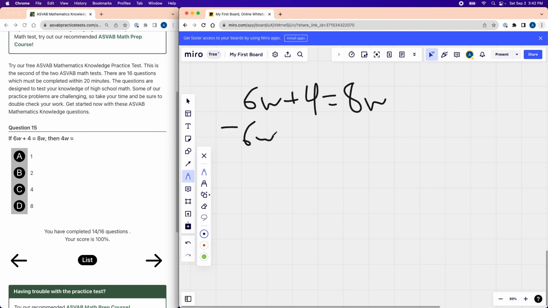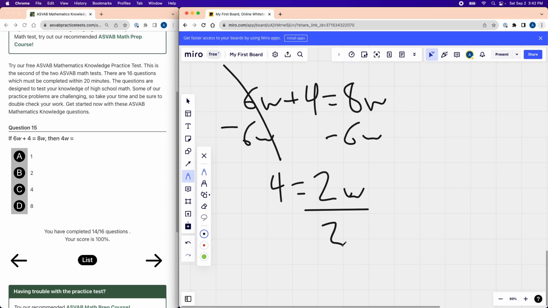I'm going to subtract 6w's on this side then. That way those two cancel out. And that means I need to subtract 6w's on this side. That's going to give me 4 equals, if I have 8w's minus 6w's, that's going to give me 2w's. All right. And now to get w by itself, I need to divide by 2. Divide by 2. Those 2's will cancel out.